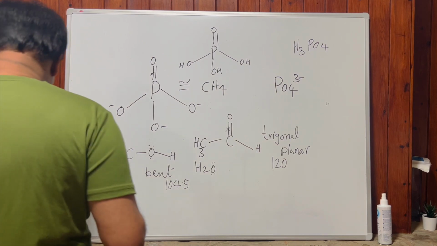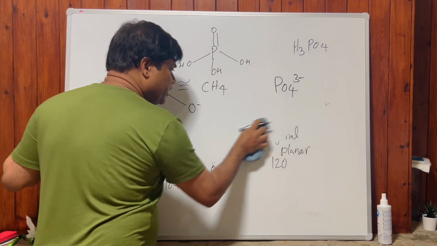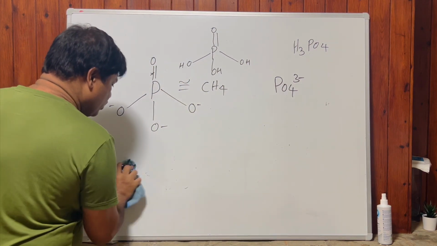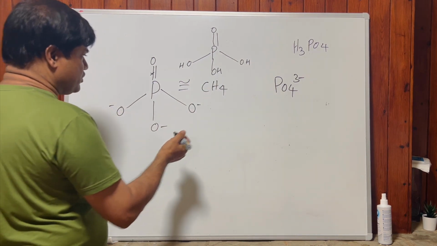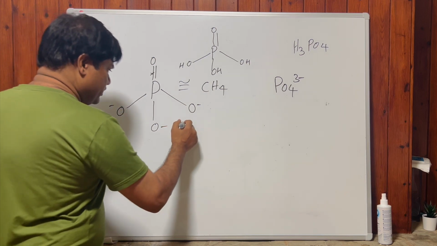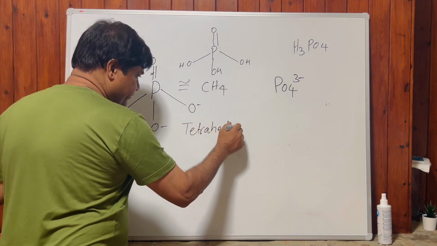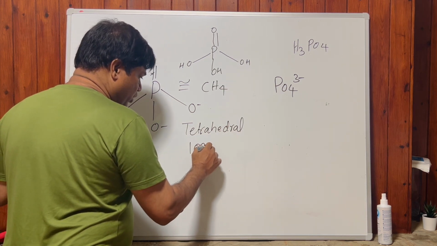So what's the shape? What's the shape of the methane molecule? Why do I keep telling you to go back and check the parent molecule? That's the parent molecule. What's the parent molecule? Methane. So for methane, we know the structure, the shape and the bond angle. Tetrahedral, and bond angle 109.5.